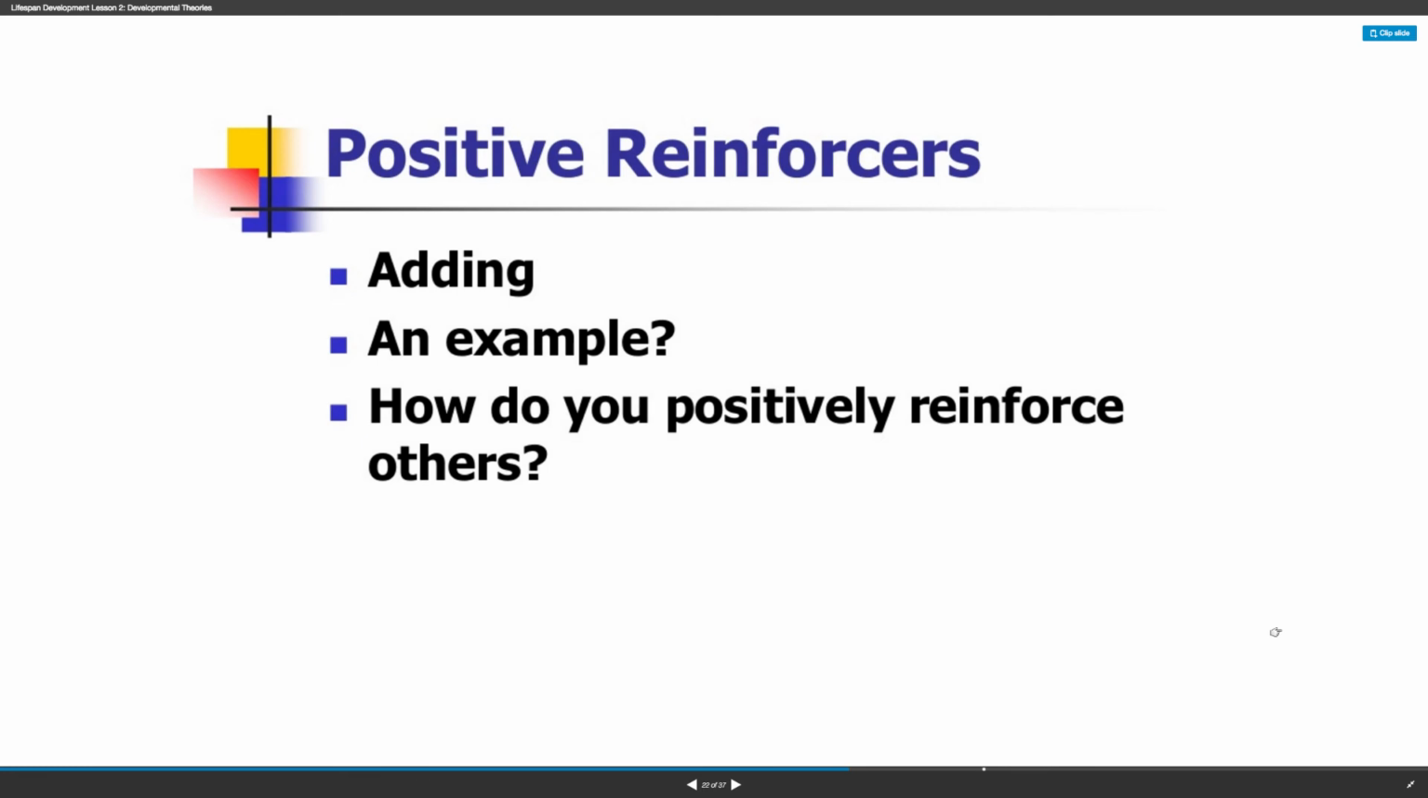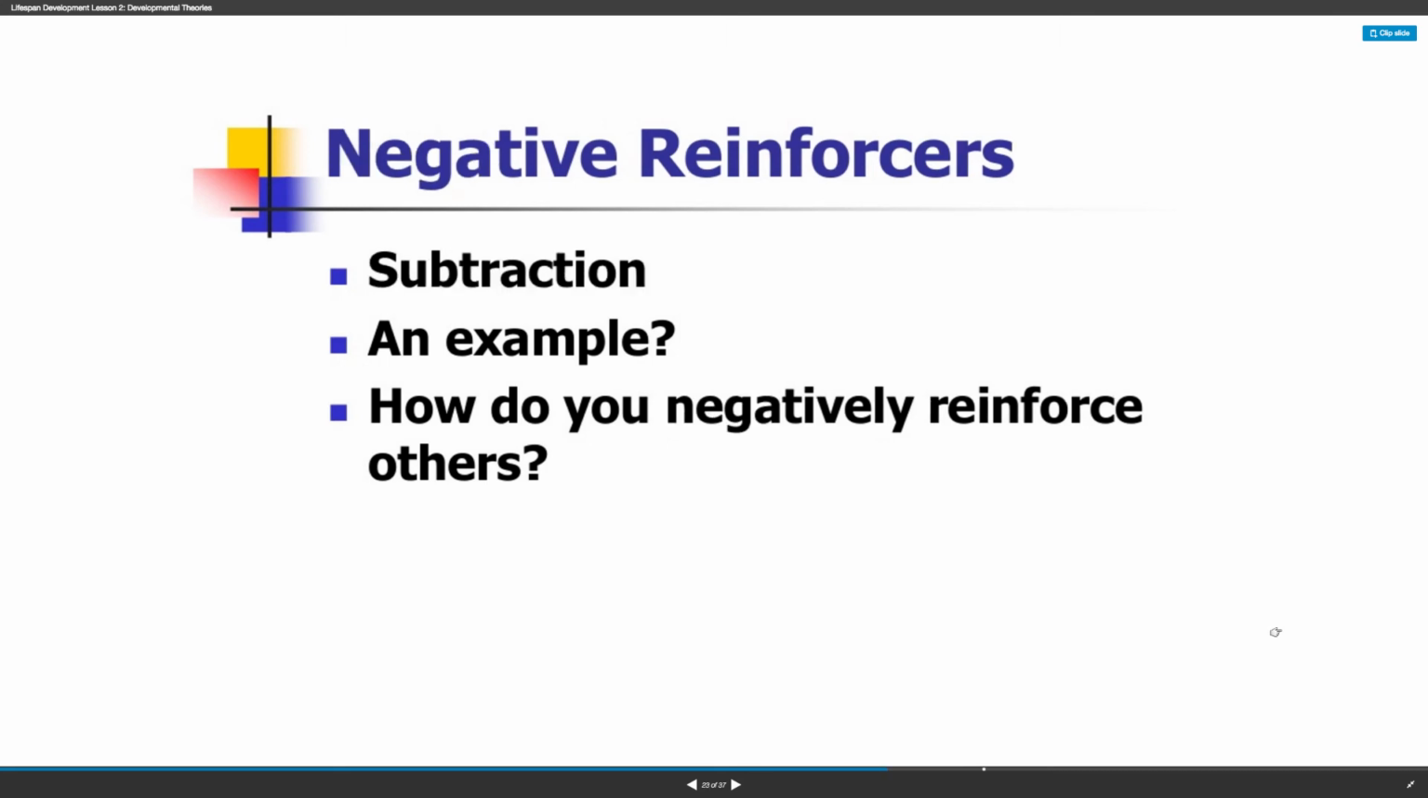So positive reinforcement. This involves adding something to a situation in order to encourage a behavior. For example, if I give a child a cookie for cleaning a room, the addition of the cookie makes cleaning more likely in the future. A negative reinforcement is subtracting something to continue a behavior. So for example, I have an alarm clock that makes a very unpleasant sound. When it goes off in the morning, as a result, I get up and I turn it off, and by removing the noise, I'm reinforced for getting up.